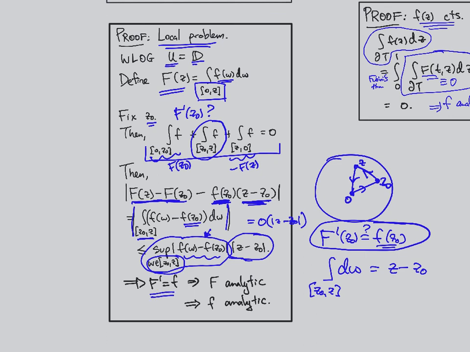And out of this, we get that the derivative at z naught is little f. So capital F is an antiderivative of little f. So capital F is analytic. But then derivatives of analytic functions are analytic. So little f is analytic. And notice we started just with a continuity assumption of f and this property of integrals over triangles being 0, and we deduced that little f is analytic.